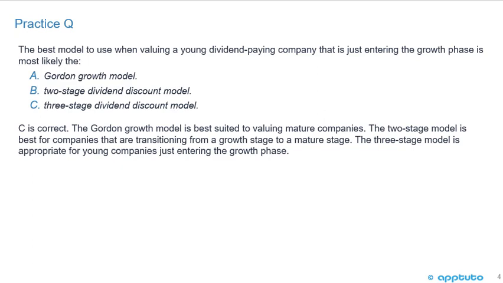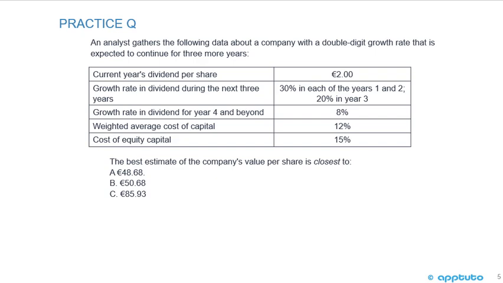The Gordon growth model is best suited for valuing mature companies. The 2-stage model is best for companies that are transitioning from a growth stage to a mature stage. And the 3-stage model is appropriate for young companies just entering the growth phase. So we'll do another practice question where we have to do some calculations.